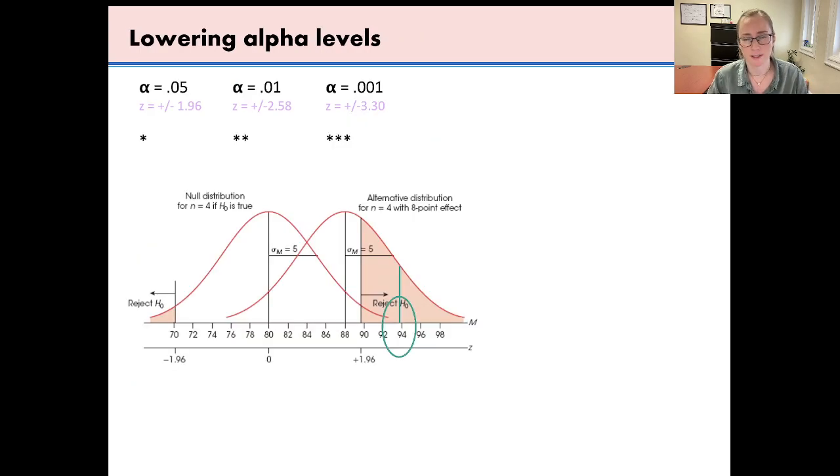So there's a direct relationship between those. So it's not always best to lower your alpha level. That is why alpha 0.05 is kind of the gold standard.